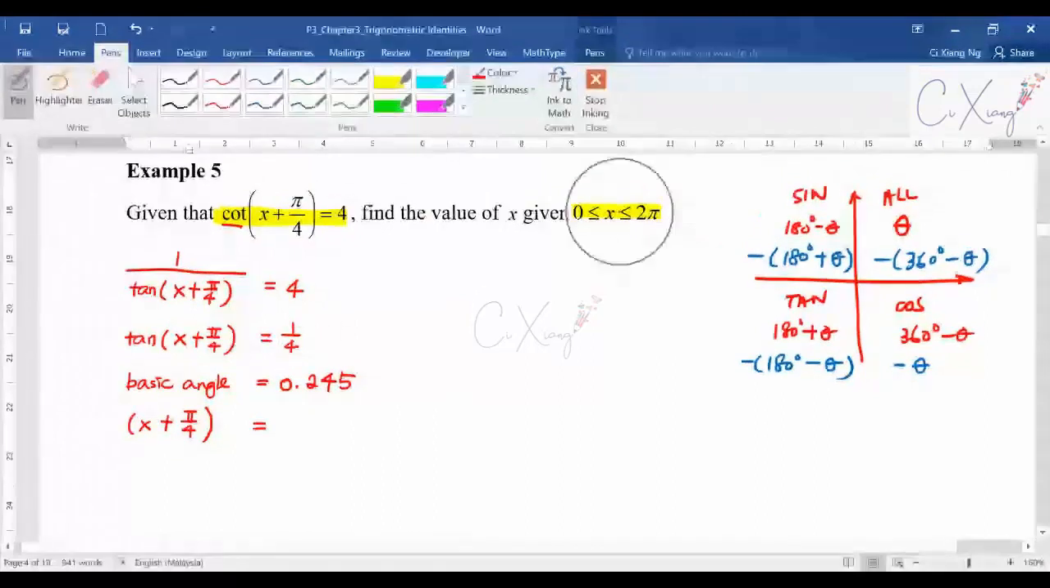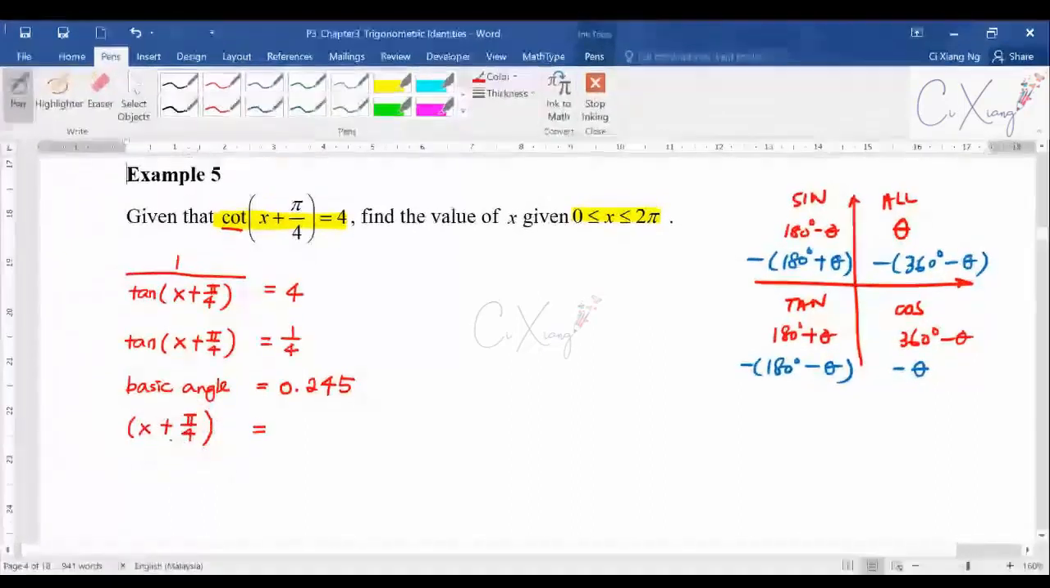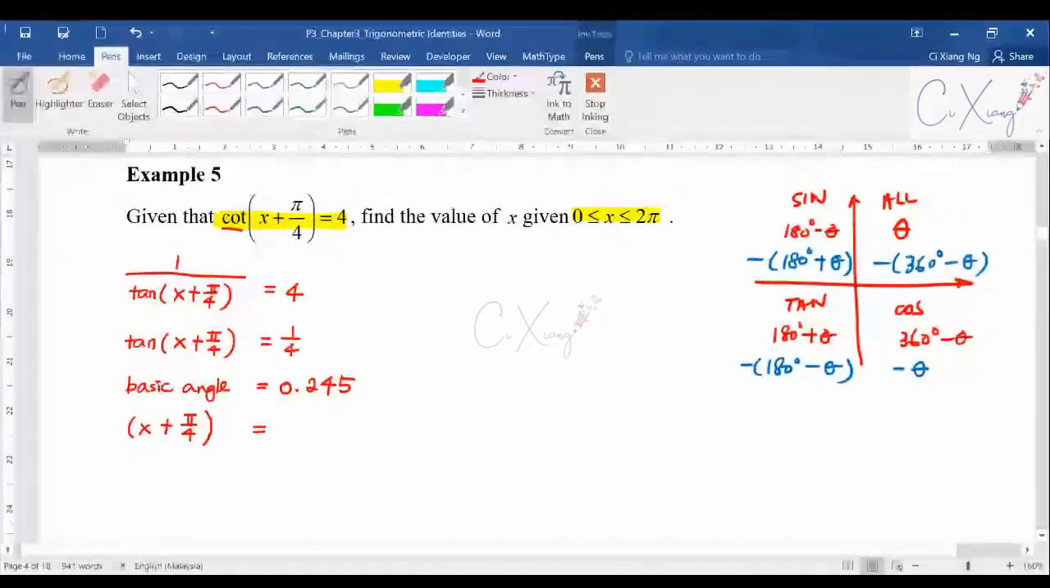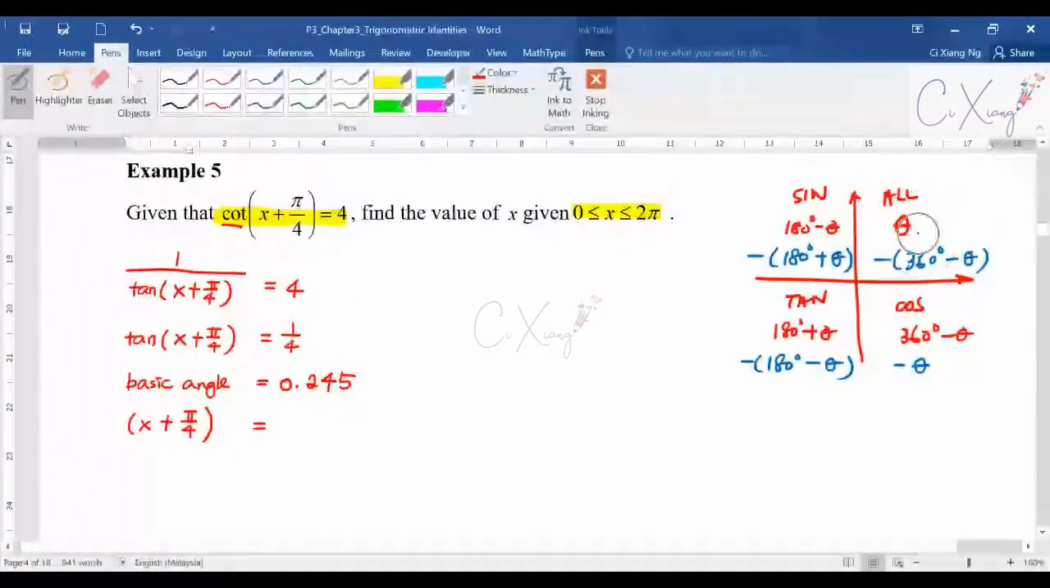Okay, so according to here, you need to go through four quadrants, right? But because in this step you are having plus pi over 4, sometimes you need to be a bit aware. No matter how, I just go through the first quadrant first. So 0 until 2 pi, and I want tangent positive. First quadrant, is tangent positive? Yes. So you want the answer from this quadrant, which is 0.245.